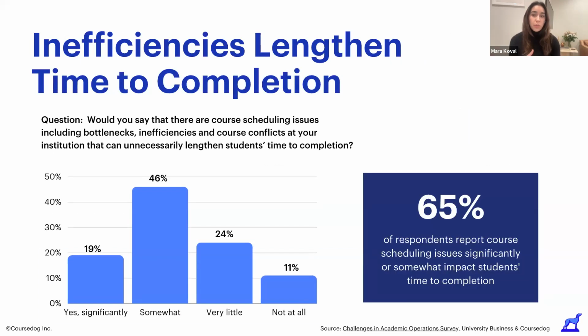So we know from talking to our partners that inefficiencies in the course scheduling process will ultimately lengthen time to completion, but what does this actually look like across the sector? We recently partnered with University Business to conduct a survey on academic operations and look into how inefficiencies impact students. From the over 220 responses that we got, 65% of the respondents said that course scheduling issues either significantly or somewhat impact students' time to completion. And this is pretty staggering.